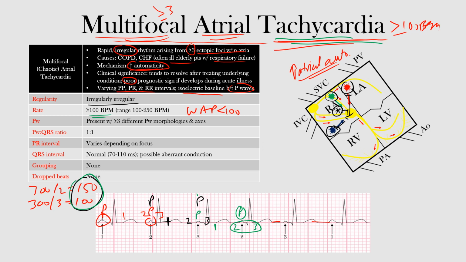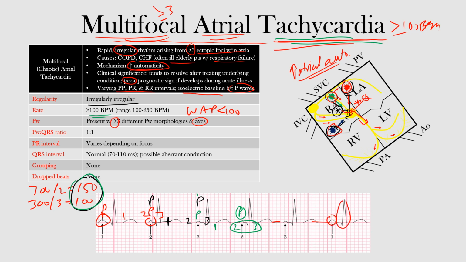Remember, P waves, at least 3 different morphologies because of 3 different ectopic foci, and because there's 3 different foci, we'll also have different and varying axes for each one. The P to QRS ratio will be 1:1 because once we get to that AV node, we should be able to get to the ventricles and conduct them. Now we mentioned sometimes we can have aberrant conduction if all these are firing so fast and bombarding that AV node, it could be refractory to some beats, so sometimes it may not get through. But generally speaking, you'll have a P wave and a QRS complex showing up.